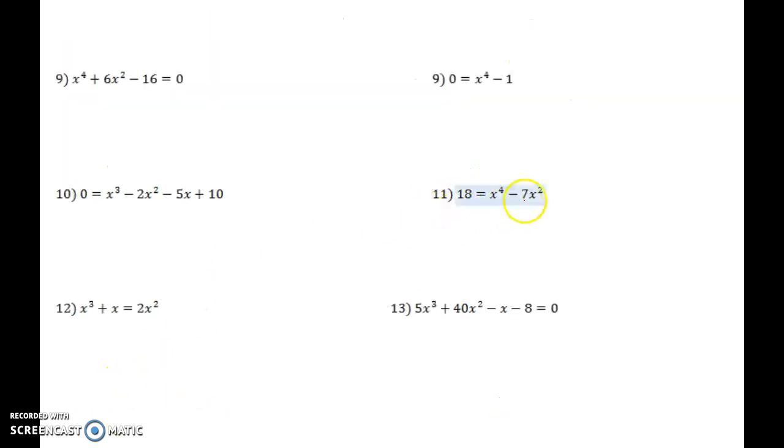In a problem like number 11 right here, you want to make sure that before you try to solve, you set it equal to 0. So I would first subtract 18 from both sides, so you get this. And then again, I would try factoring. There are three terms. When there are three terms, I would look for two parentheses, so I get an x squared and an x squared.